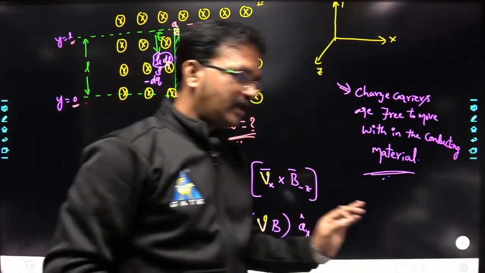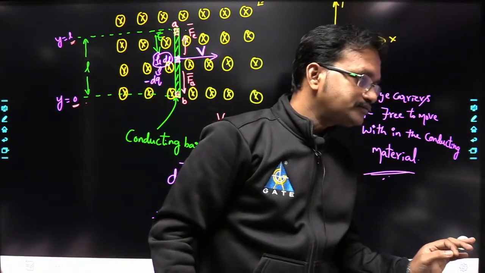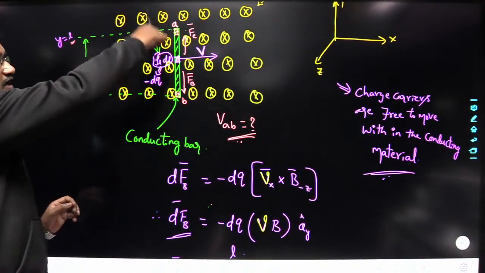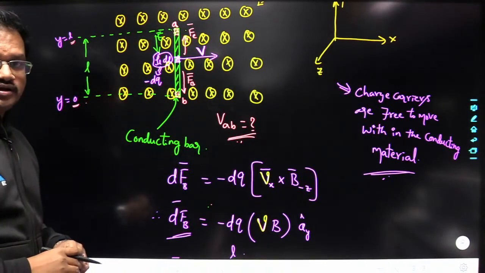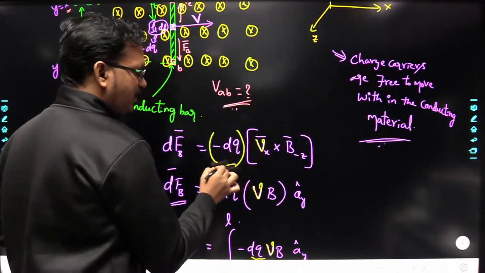Have you understood the electric field direction? Rahul Thakur, have you understood the electric field direction? The electric field is pointing in the downward direction. Yes or no? Here we are talking about negative charge carriers.